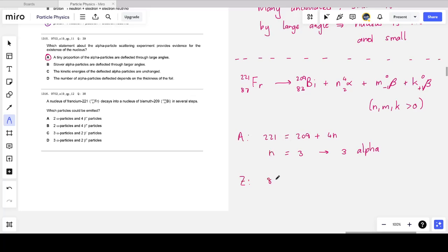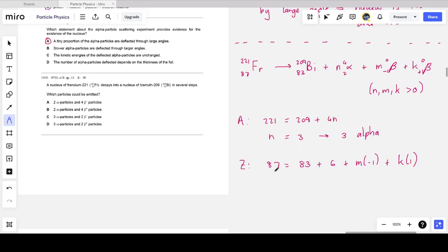But balancing the proton numbers, I have 87 is equal to 83 plus 6, because I already know that there's 3 alpha particles, plus m times minus 1, or I can simply say minus m, plus k times 1. Okay, that's the proton number for a positron and for an electron. And we did say that n, m, and k are all positive integer values.